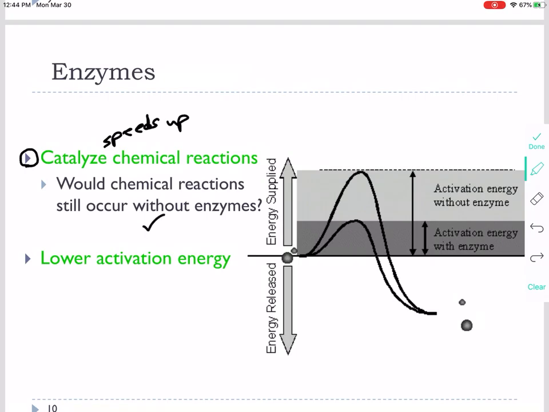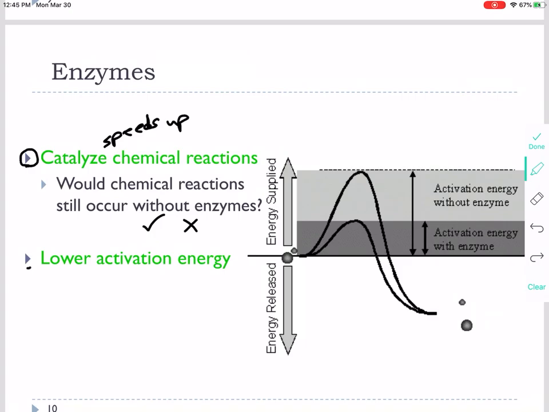Would chemical reactions still occur without enzymes? The answer is yes, but they would occur so slowly that our body wouldn't be able to keep up with producing enough energy for the demands. So even though chemical reactions would still theoretically work without enzymes, they would happen so slowly that our body would not be able to keep up with what it needs to be doing.